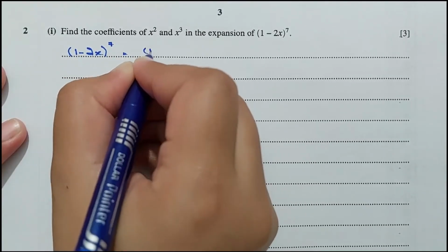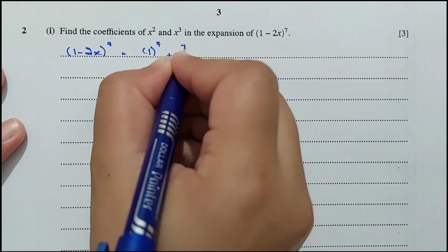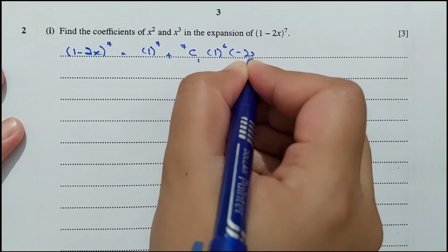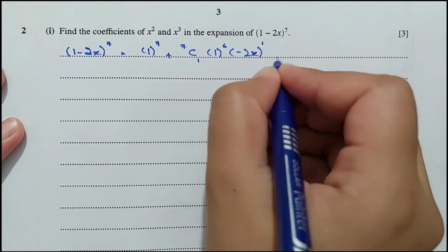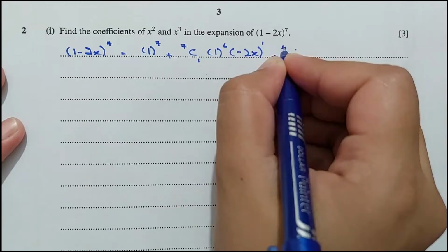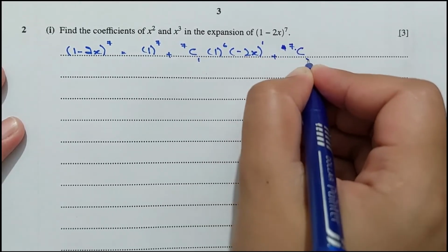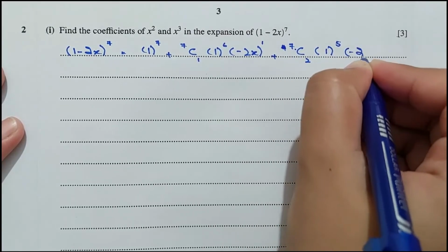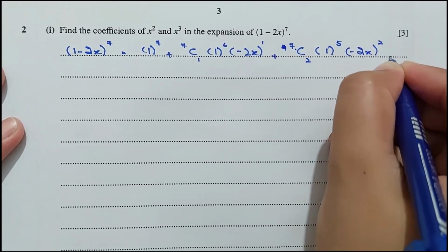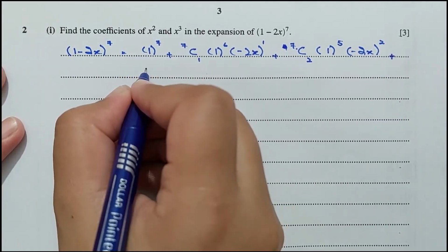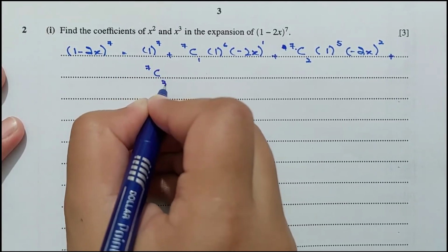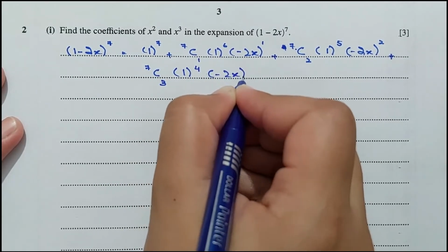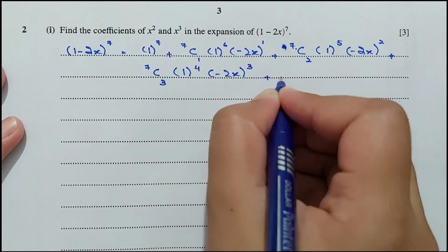So that equals 1 exponent 7, plus 7C1, 1 exponent 6 and minus 2x, its exponent is 1, plus 7C2, 1 exponent 5 and minus 2x, its exponent is 2, plus 7C3, 1 exponent 4 and minus 2x, its exponent is cube, plus and so on.